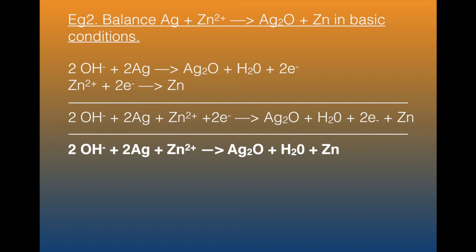Balance silver plus zinc 2 plus equals Ag2O plus Zn in basic conditions. And that's pretty straightforward. It's actually a lot easier than the last one.